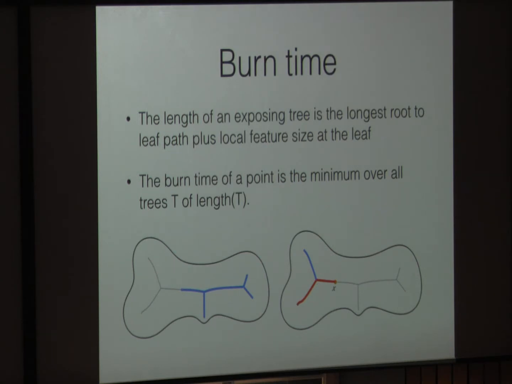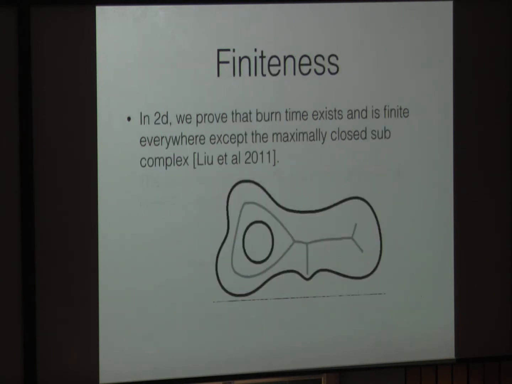And again, we did this deliberately, partially because we were already thinking about the 3D problem, which is much, much harder, but we'll get there. So we proved that it exists and is finite everywhere except the maximally closed subcomplex. So if you have something that burns that's a closed subcomplex, a cycle in my graph, well, we're going to burn all the way up.